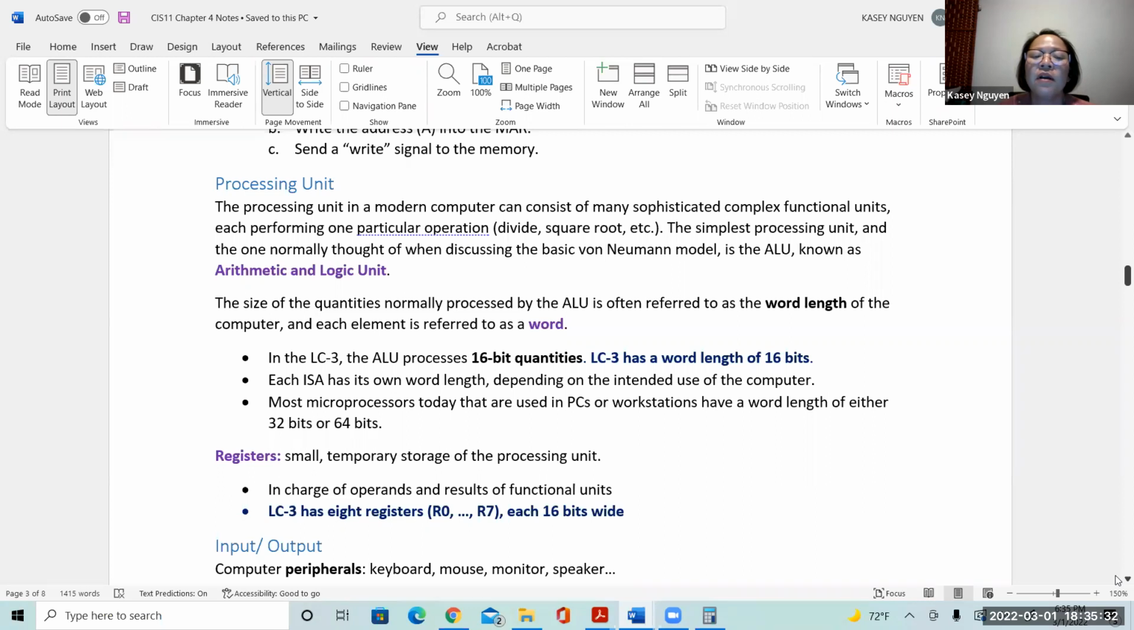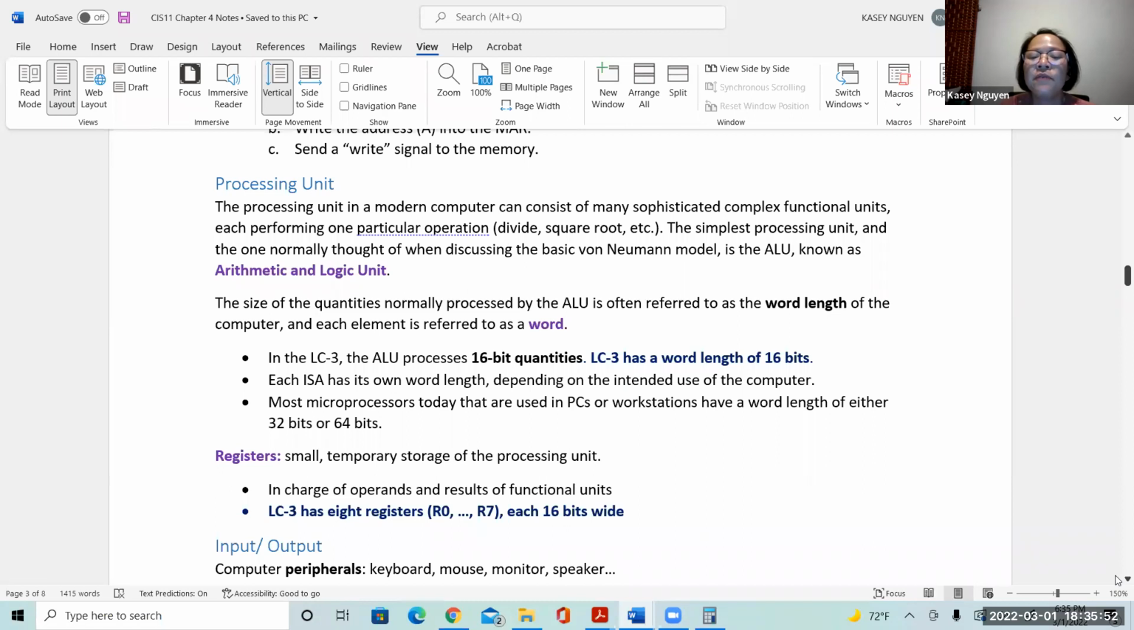Now, the size and the quantity that's being processed by the ALU is referred to as a word. So you can have 1 word, and in LC3 in this class, we know that 1 word is going to be 16 bits.